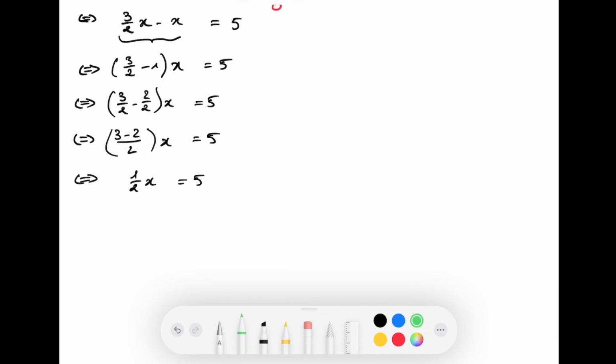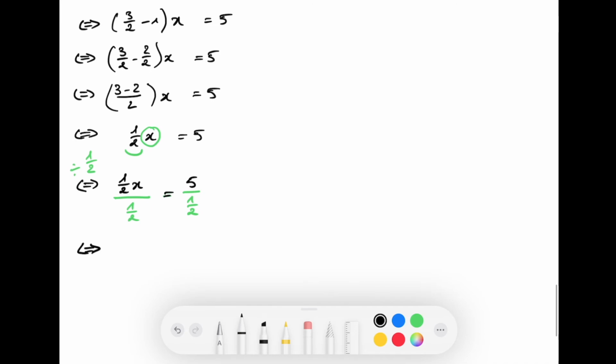Now, as a last step, we want to have only x here. So we want to get rid of this 1/2 in front of the x. This can be easily done, as we've seen multiple times now, by dividing both sides by the factor in front of the x. So divided by 1/2. And then we should get our result. So we get 1/2 x divided by 1/2 is equal to 5 divided by 1/2.